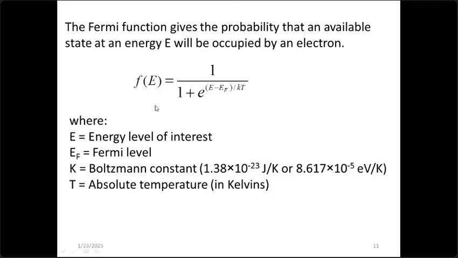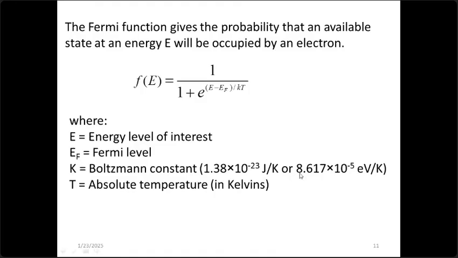So what is E? E is the energy where we want to determine the probability of an electron being there. EF is the Fermi level. K is what we call the Boltzmann constant. T is absolute temperature, and it must be in Kelvin.